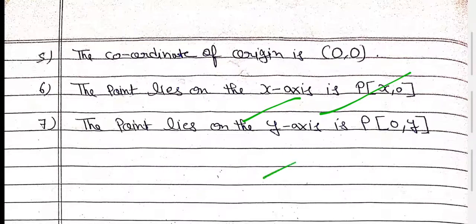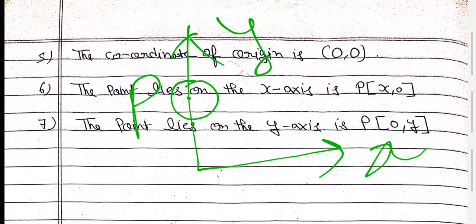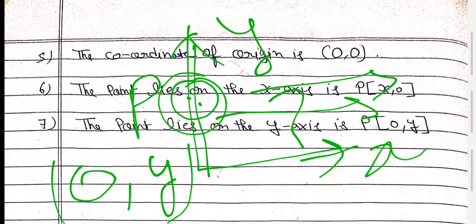Similarly, the point that lies on the y-axis is (0, y). Understand this one also, it is x and it is y. Suppose one point lies here, point P, and what is the coordinate? On the x-axis, it does not lie on this side, the x side. It means the x value is 0, and on the y-axis, it may be some point. So the point is known as (0, y).